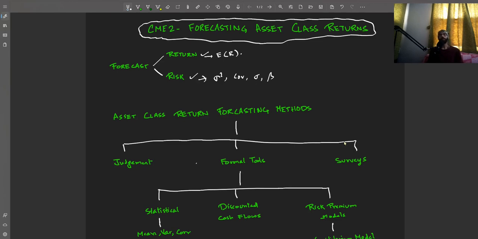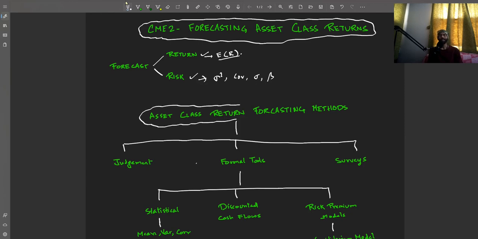So here our main focus will be understanding how to measure expected returns of an asset class or multiple asset classes, and in terms of risk we'll also talk about variances and covariance metrics, right? So let's get started. Asset class forecasting methods. How many ways are there in which asset class returns can be forecasted? Now here, on a higher level, there are three ways in which asset class returns can be forecasted.